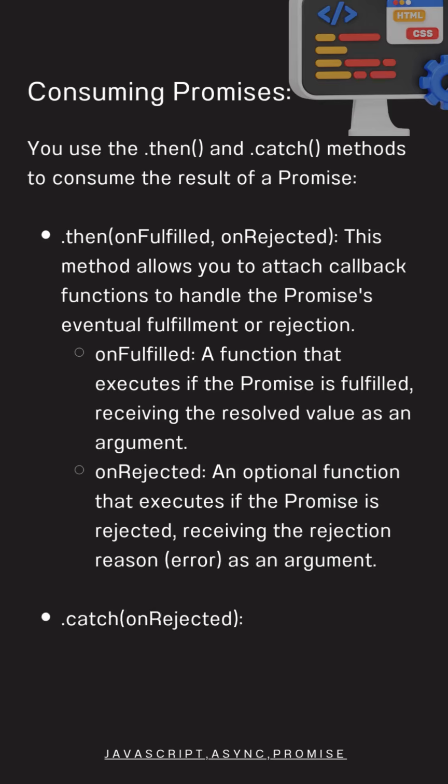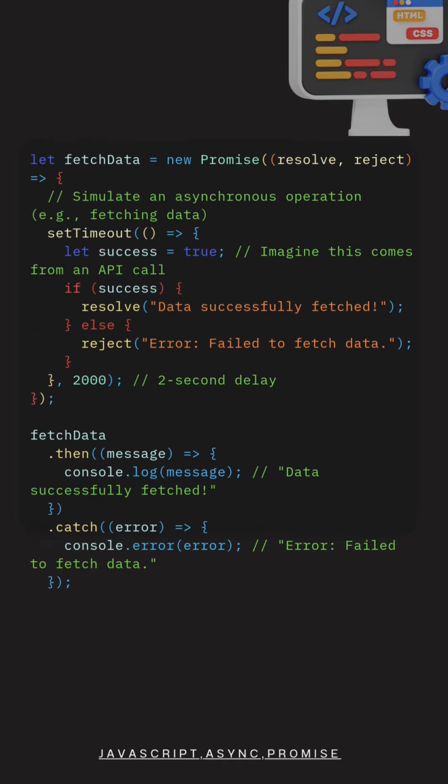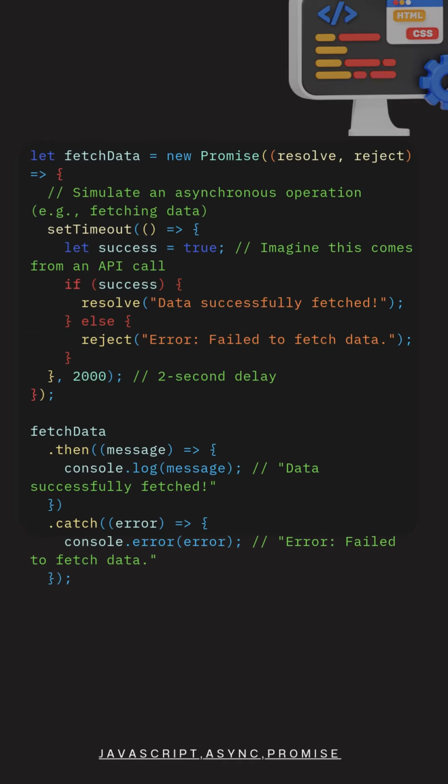Catch method with onRejected. This is a shorthand for then method with null, onRejected parameter and is commonly used to handle errors specifically. In this example, we create a JavaScript promise named fetchData to simulate fetching data asynchronously. Inside, a 2-second timeout represents an API call. If the operation is successful, the promise resolves with a success message. If it fails, it rejects with an error message.